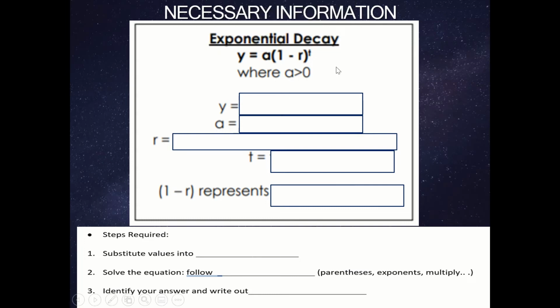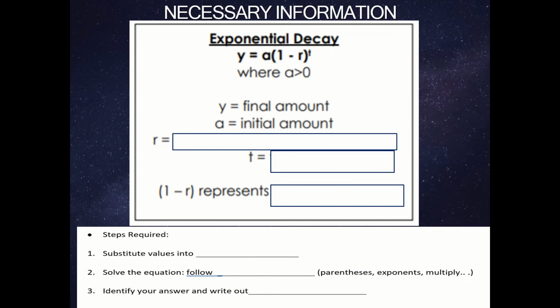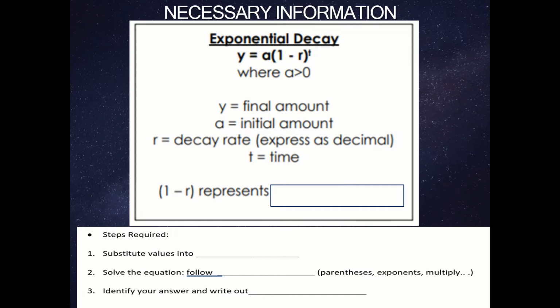Very similar to last time, but what I want you to notice is that now we have subtraction, but otherwise it looks exactly the same. If we're subtracting here, then our b value will be less than 1, which means this is going to be a decay problem. Same as last time, y represents our final amount. A is going to represent the initial amount. How much did you pay for the picture, for the car, how much plutonium do you have that's radioactive, etc. R represents the rate of decay, T is the time, and 1 minus R we call the decay factor. So there's the necessary information.